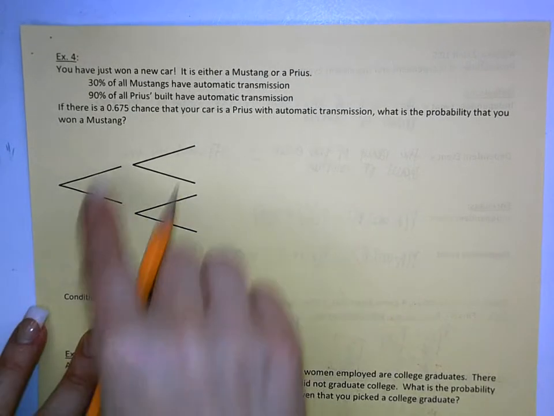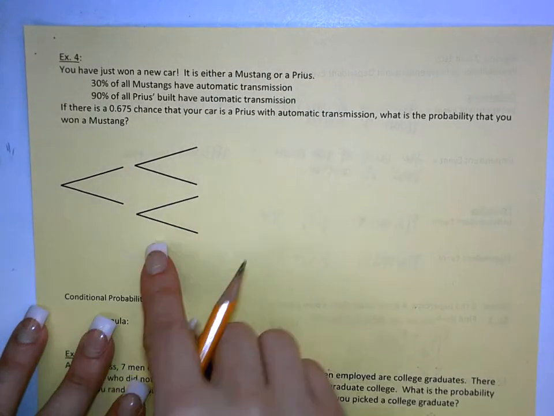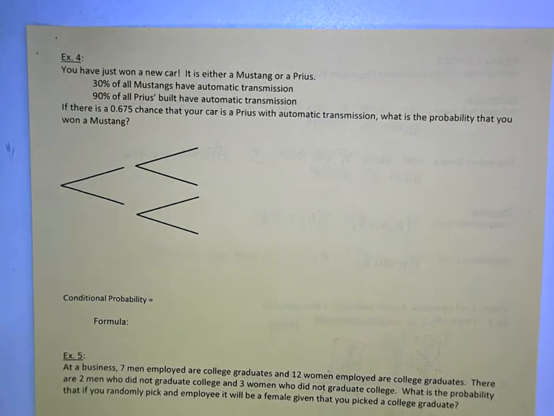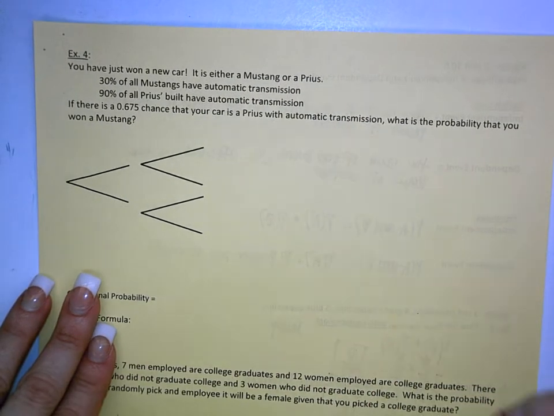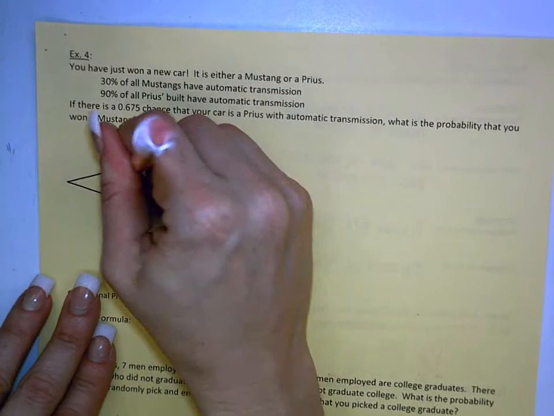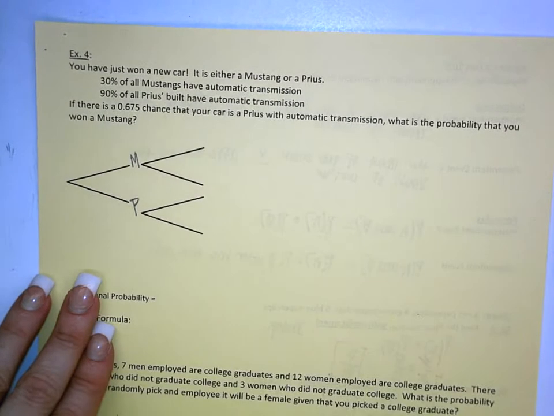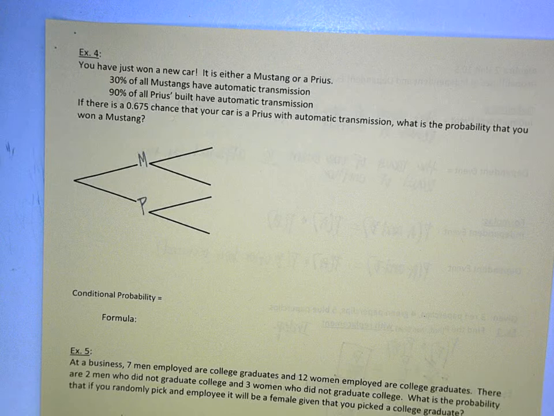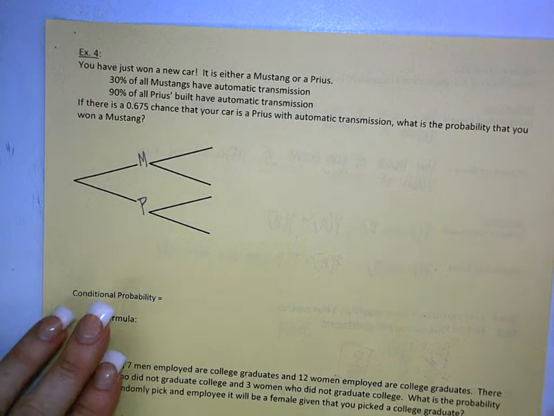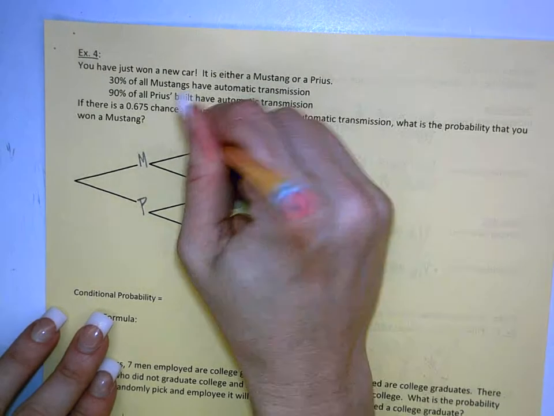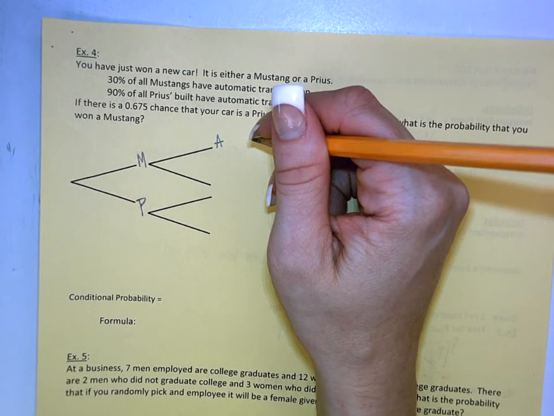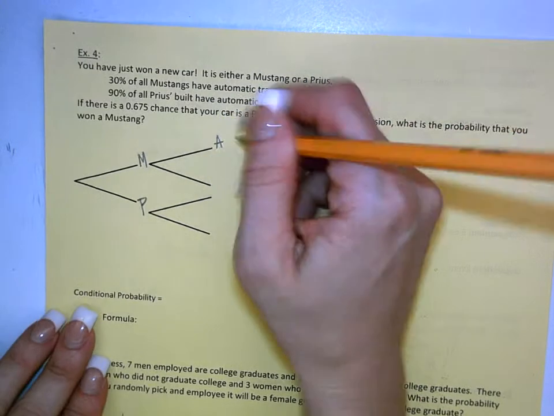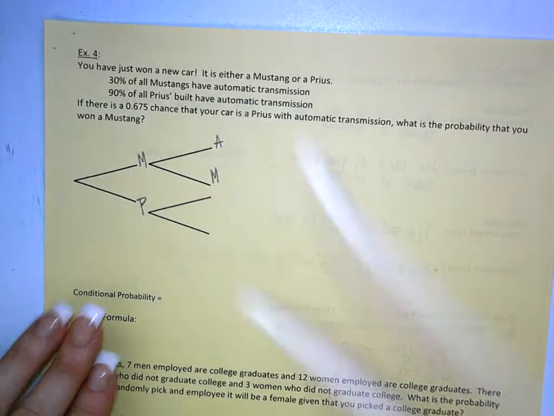We need to fill in this tree chart. So you get on The Price is Right. What are your 2 options if you're going to win a car? What's your first branch go to? Mustang or Prius. Then from a Mustang, what are your 2 options for transmission? Automatic, or if you don't have automatic transmission, you have stick. It's called manual. Okay? Stick or automatic.